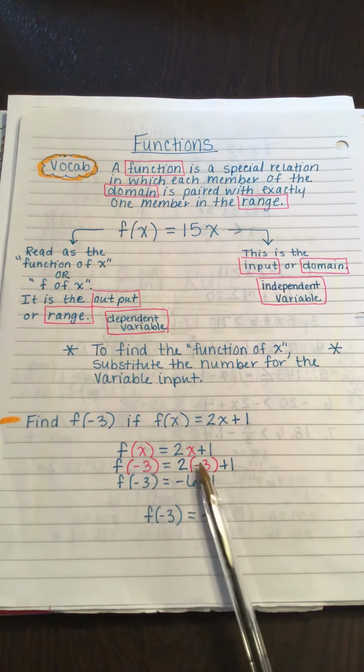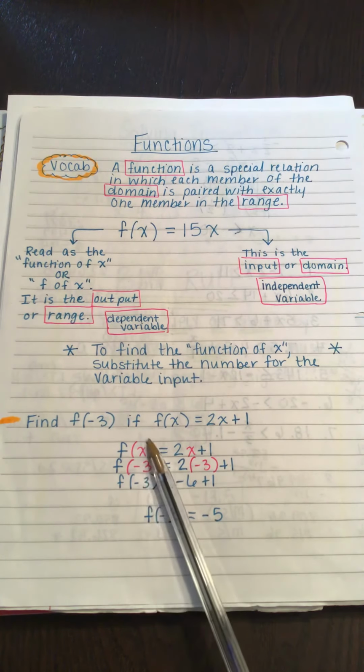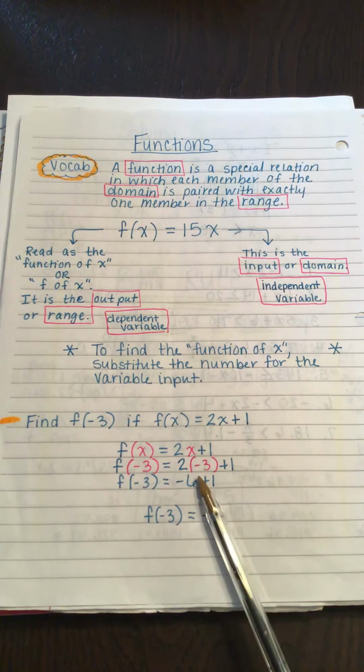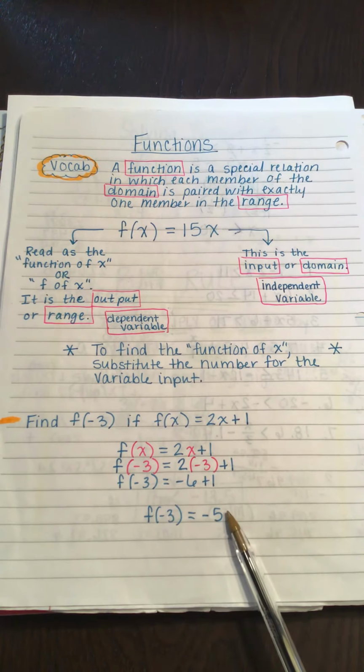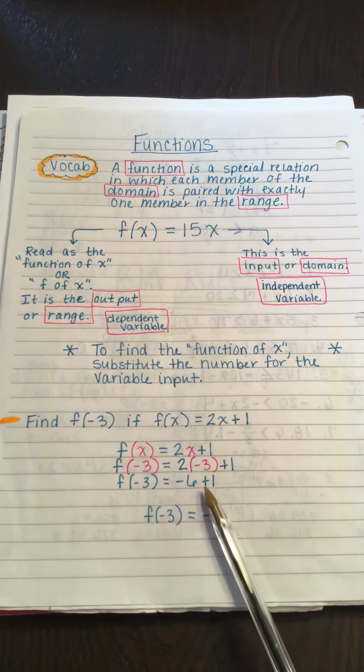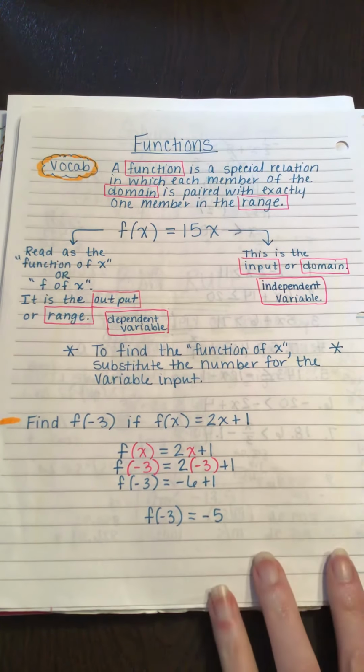So I filled in the -3 in place of the x, and you don't do anything on the left, and I ended up on the right with -6 plus 1. So the function of -3 is going to be equal to -5, because -6 plus 1 gives me -5. Go ahead and pause the video if you need to, catch up with your notes, and then press play when you're ready for the next page.